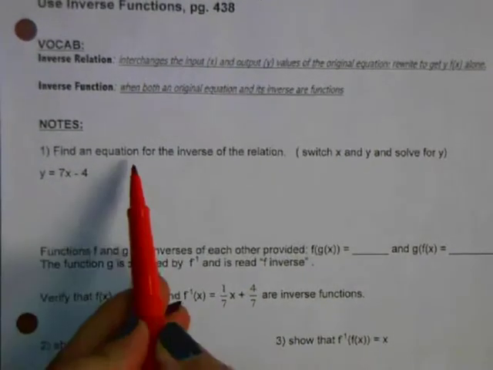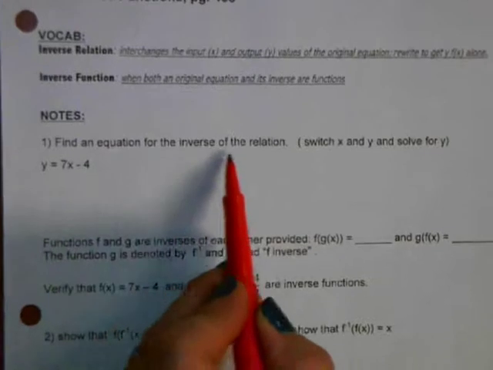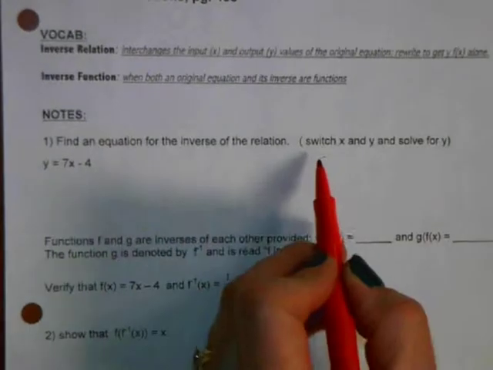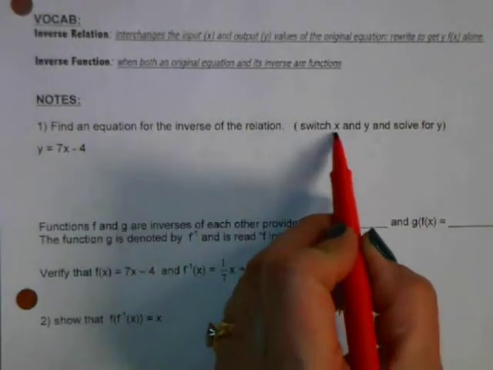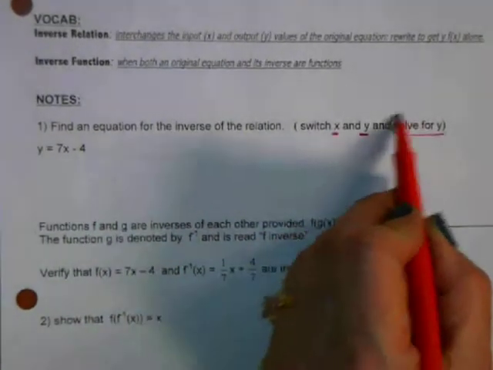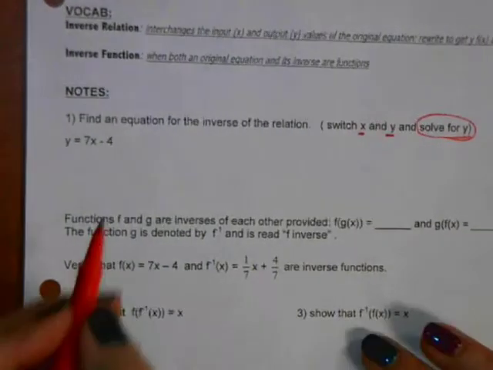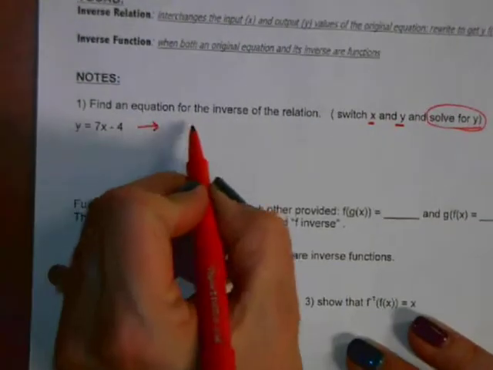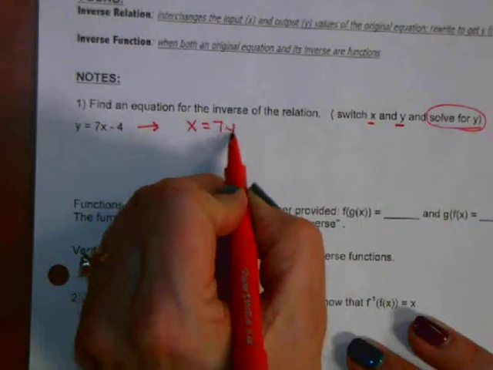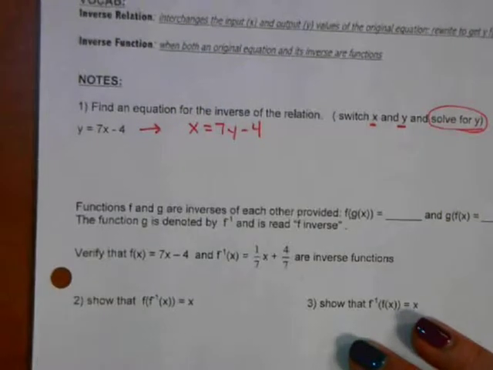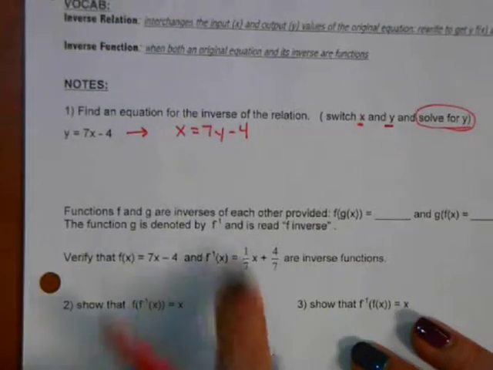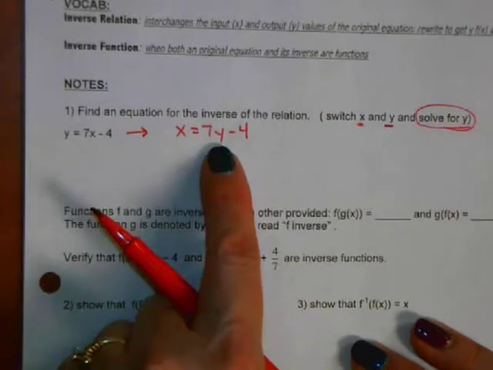Find an equation for the inverse of the relation. All you have to do when you find the inverse is switch x and y and solve for y. And that gives you the inverse. So I'm going to switch x and y, and then I'm going to solve for this y. And that gives me the inverse.